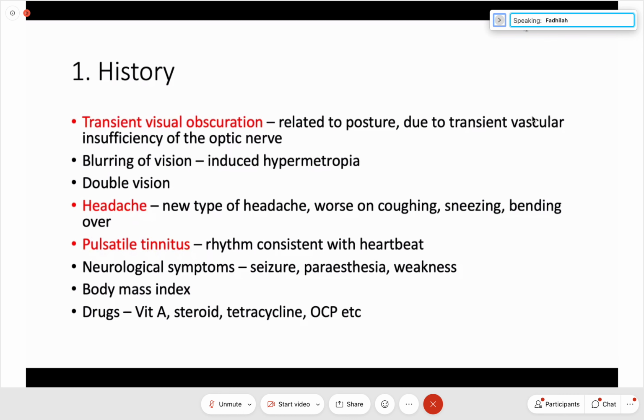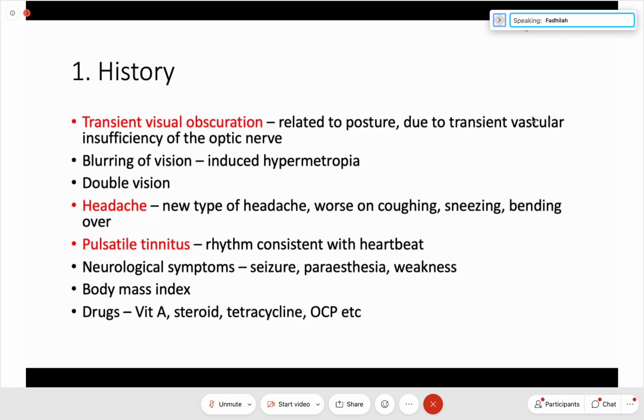But beware of the new type of headache. This is important, right? Patient has no headache and suddenly, since last month I've been having headache and it's so bad that when I cough, I have to hold my head. When I sneeze, I feel like holding my head because it just gets worse when I do that. So that's very important, very significant. Now, pulsatile tinnitus, or some people call it pulse synchronous tinnitus, is also important. It's a rhythmic, low pitch whooshing sound that they hear, and the rhythm is consistent with the heartbeat, right?